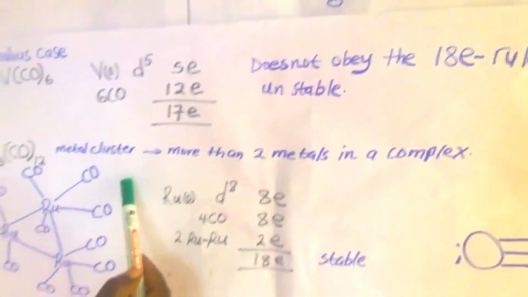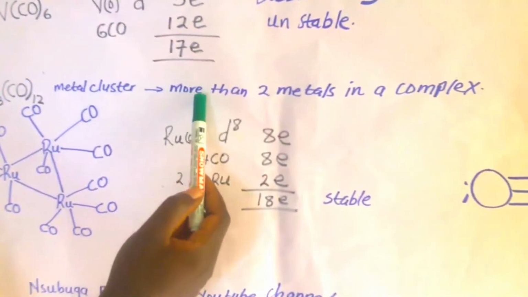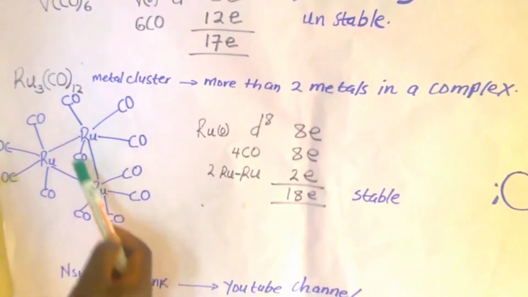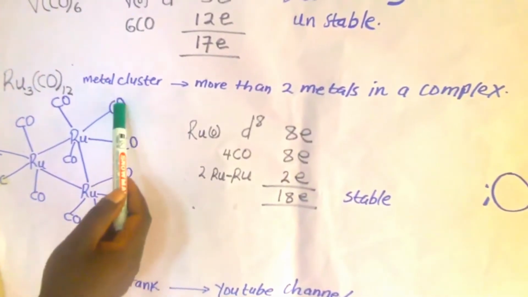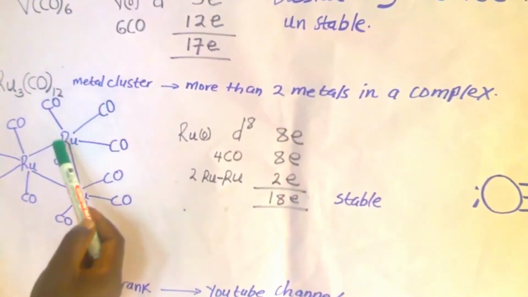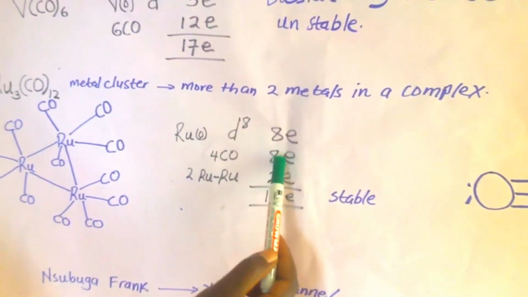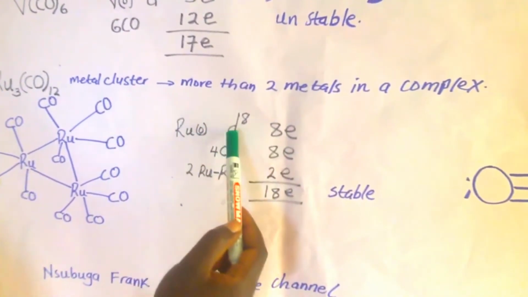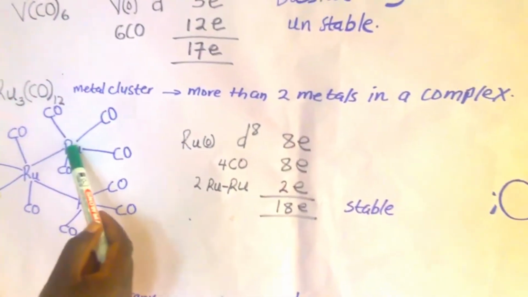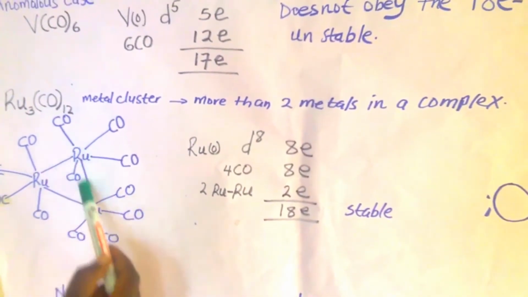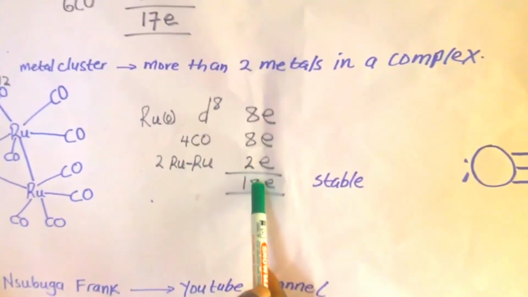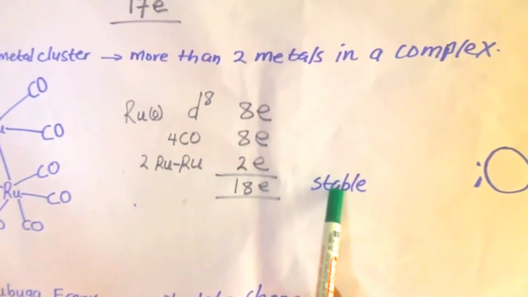Then our last complex, it involves a metal cluster. It has more than 2 metals. This is ruthenium. There are 3 of them, but when you're doing the counting, consider only 1 metal. So each metal is surrounded by 4 carbonyls. So 4 carbonyls, 8 electrons. Ru is a D8 second row, that is 8 electrons, and each Ru is joined up to 2 others. So these are 2 metal-to-metal bonds, 2 electrons, giving us 18 electrons. Therefore, the complex is said to be stable.